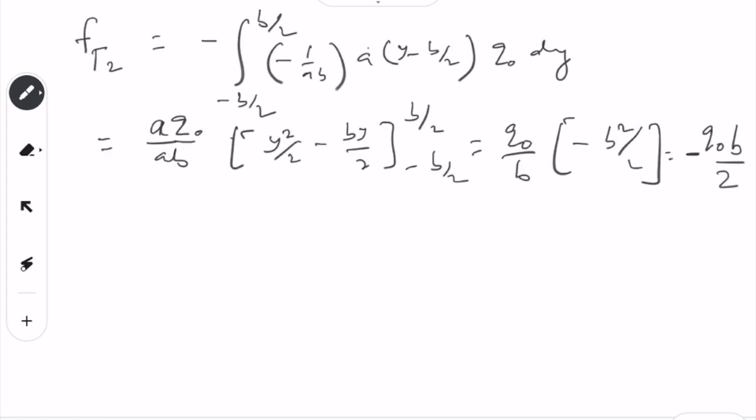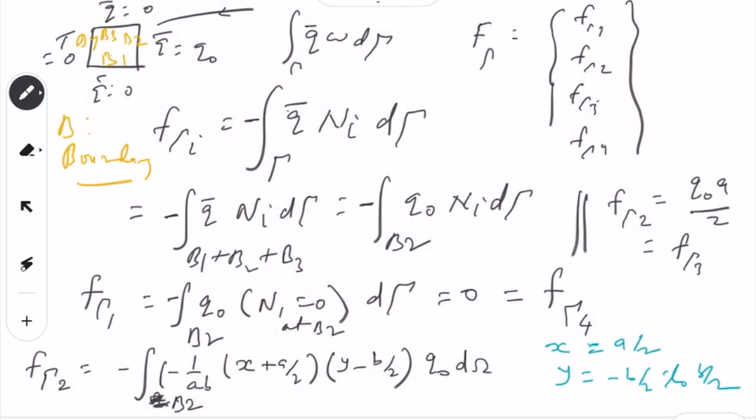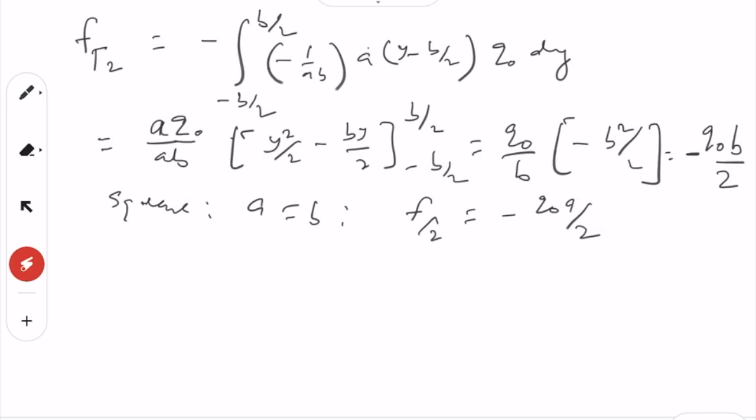Okay, now for a square one we know that a equal to b, or b equal to a, hence f gamma 2 equal to minus q naught a over 2, and that's what we had guessed, just calculated. We had guessed it should be like this, means you are getting the half of that. This is what we have got. And hence the half should go to the other one, and similarly we can also find out f gamma 3 will be equal to minus q naught a over 2.